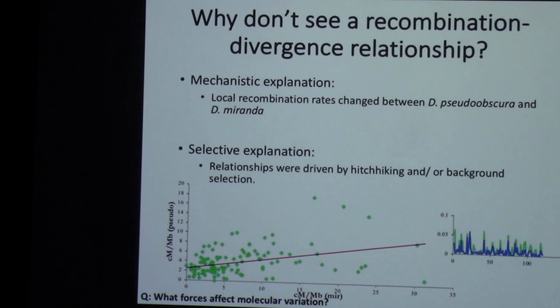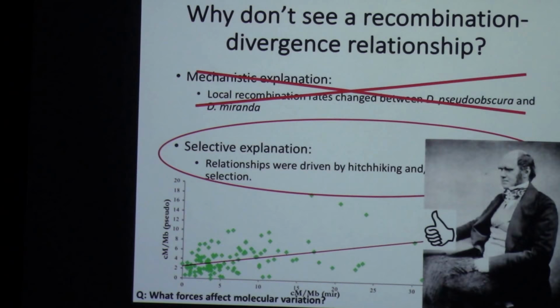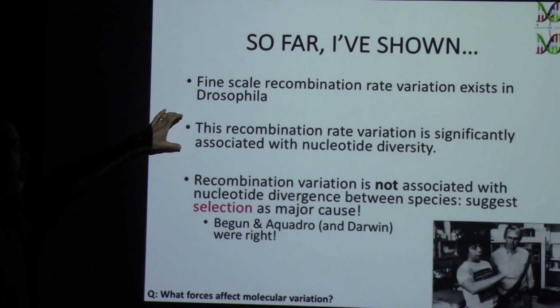And in doing that, there was still absolutely no association between recombination rate and divergence whatsoever. So that strongly favors that it's not the mechanistic explanation, but it is a selective explanation. So Darwin can give that a thumbs up for his hitchhiker there. So what have I shown so far? Well, this fine scale variation in recombination rate exists in Drosophila. It is associated with diversity, and it's not associated with divergence, which implicates selection as a major cause.